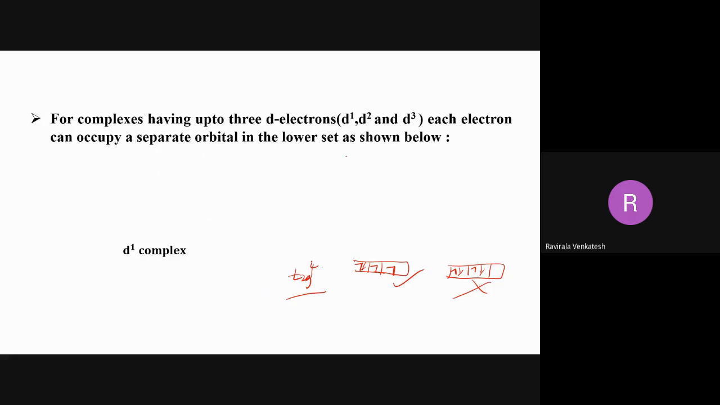For a complex having three d electrons, d1, d2, d3, each electron can occupy a separate orbital in the lower set as shown below. If you have a d1 configuration, how does it occupy here? Only one electron is there. This is the t2g orbital and this one is the eg orbital. With only one electron, it will enter the t2g only. Now with two electrons, the second electron will enter here as well, so t2g2.